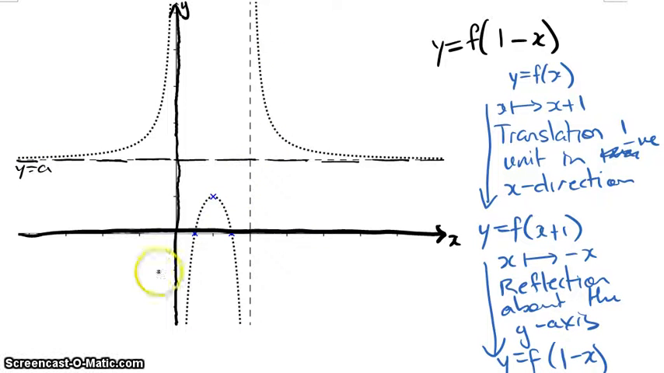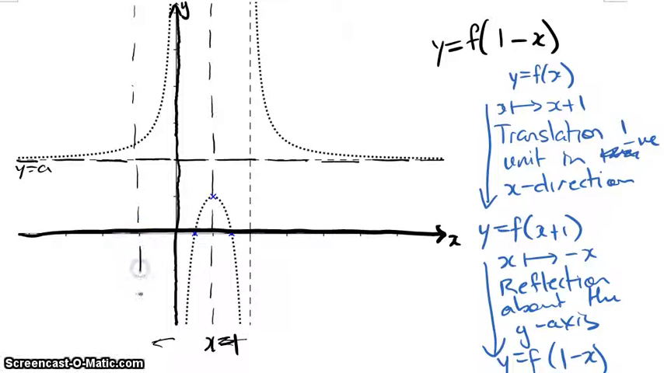What about my vertical asymptotes? Well, I've got them at x equals 0 and x equals 2. They're both going to move 1 unit this way. The first one will be here at x equals 1. And the one at 0 is going to move 1 unit this way as well, to x equals minus 1. Sorry, straight lines are a bit difficult to draw. Okay, so we've got x equals 1 and x equals minus 1.